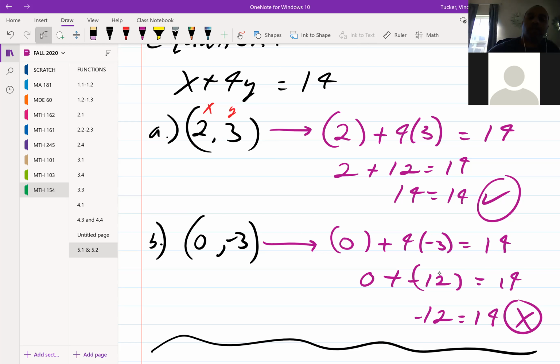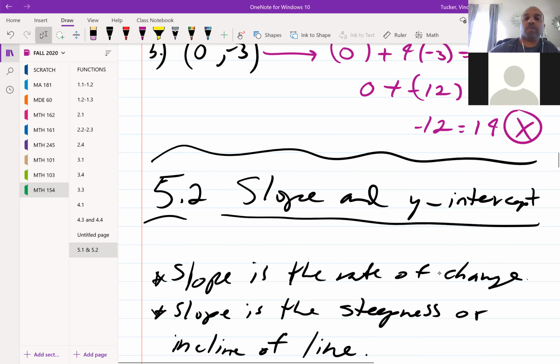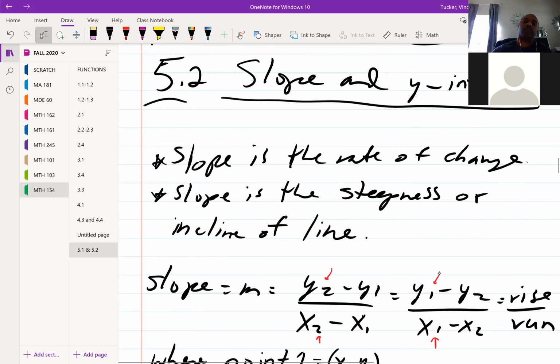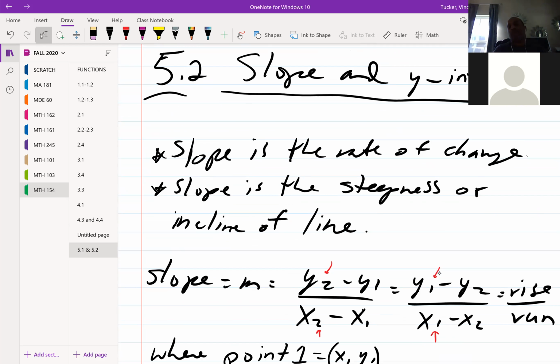All right, so let's go to 5.2, slope and y-intercepts. So your slope is going to be your rate of change. Should have written average rate of change. So average rate of change. Slope is also the steepness or the incline of your line.